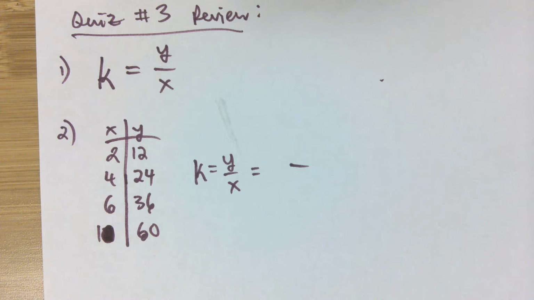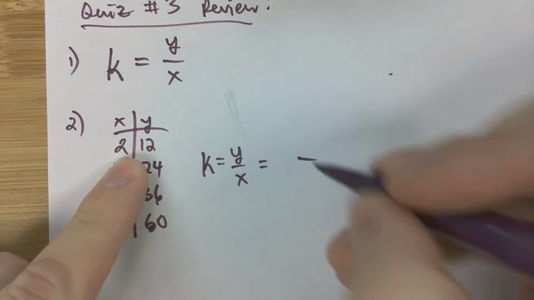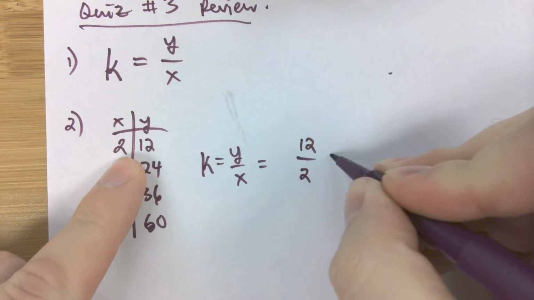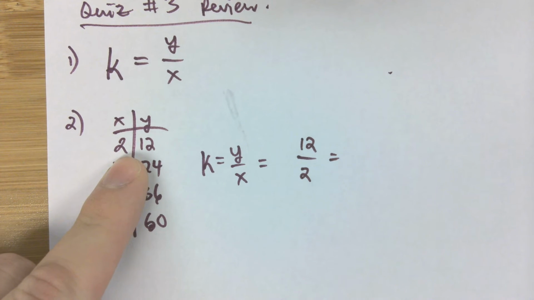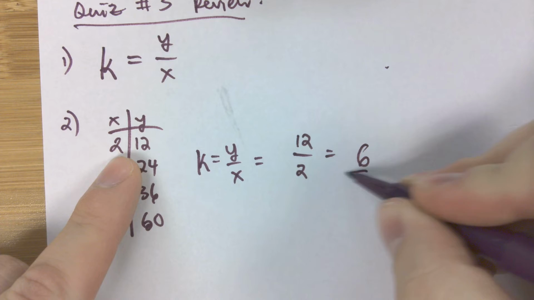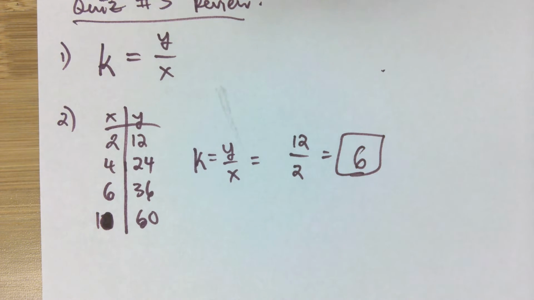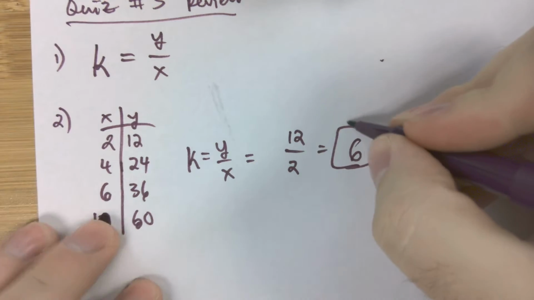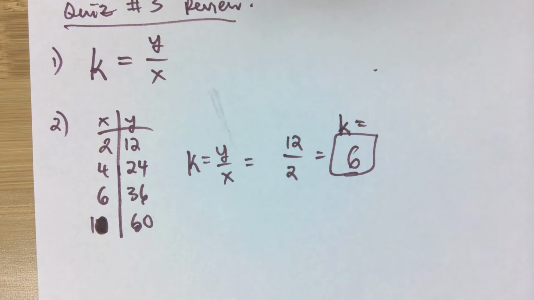So we're going to plug in a y value. Let's just take the first one. Our first y is 12. Our second y is 2. What's 12 divided by 2? 6. K is equal to 6. Questions on that one? See how we did on that.